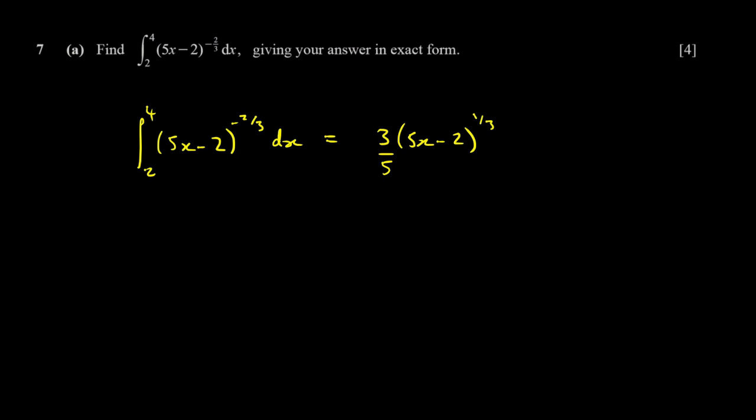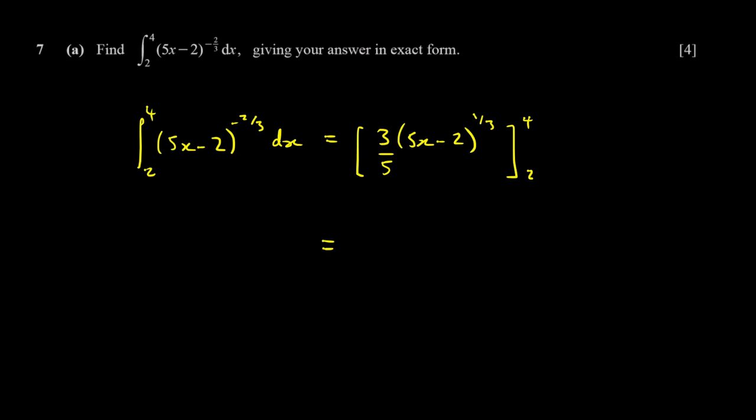Just to help you see: I take that power, I add 1 to the power, I get 1/3. I divide by the new power, so I divide by 1/3, which is the same as multiplying by 3. I take the coefficient of x, which is 5, and I divide by 5. And I need to remember to integrate this between my bounds, which are 4 and 2.